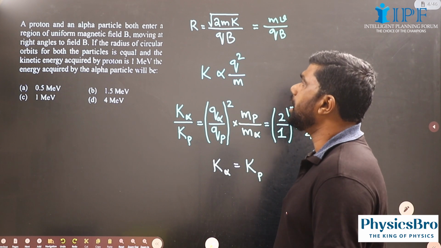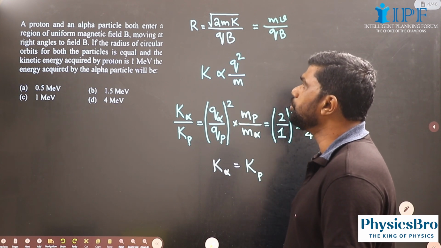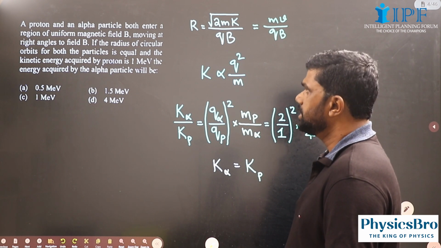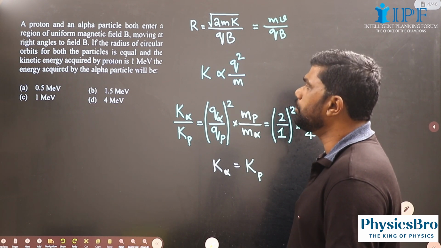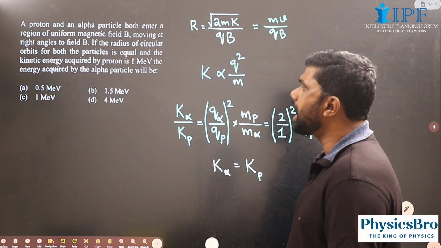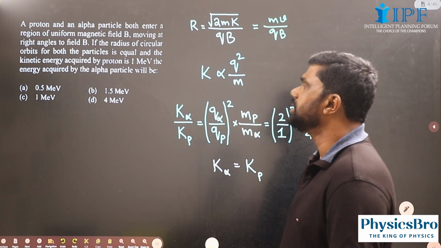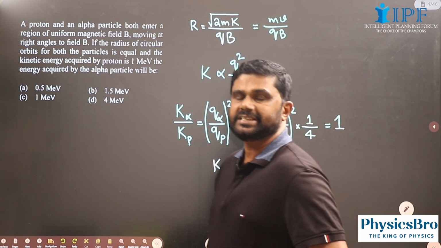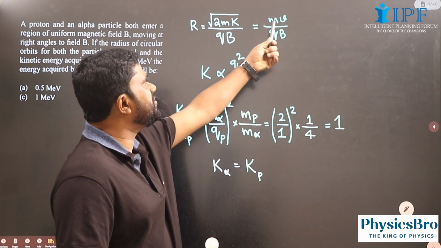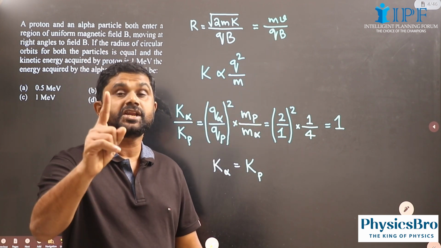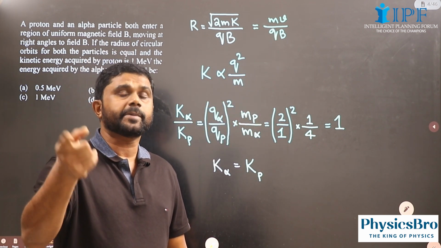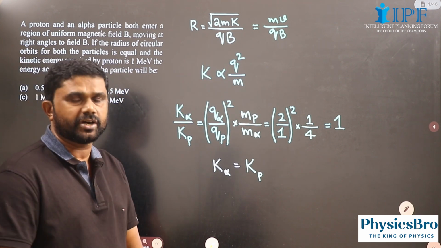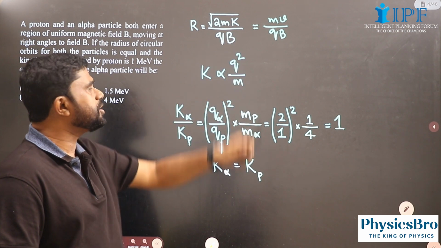A proton and an alpha particle both enter a region of uniform magnetic field capital B, moving at right angles to capital B. If the radius of circular orbits for both the particles is equal and the kinetic energy acquired by the proton is 1 mega electron volt, find the energy acquired by the alpha particle. The radius of the circular path is mv by qB, where mv is the linear momentum. That linear momentum can be expressed in terms of kinetic energy, that is root of 2m into K, where K is the kinetic energy, divided by qB.